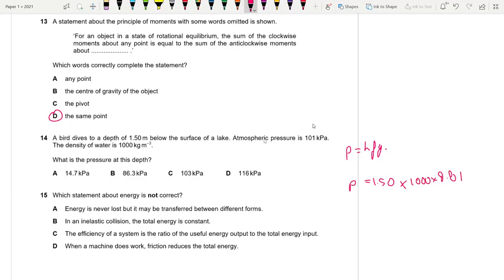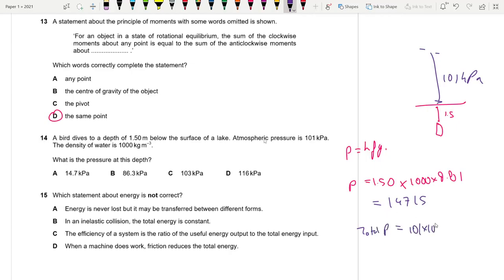So hear me out. This is the surface of the liquid, and the bird is 1.5 meters below. Now, you need to understand that there's also air pressure acting at the top of 101 kPa, right? So to find the total pressure, you find this first, 1.5 into 1000 into 9.81, right? But this is just due to the liquid. To find the total pressure, you need to add 14715 plus 101 into 10 to the power 3. We're getting an answer of 115715, so that's 116 kilopascals. I'm going to go with D, and 14 is D.